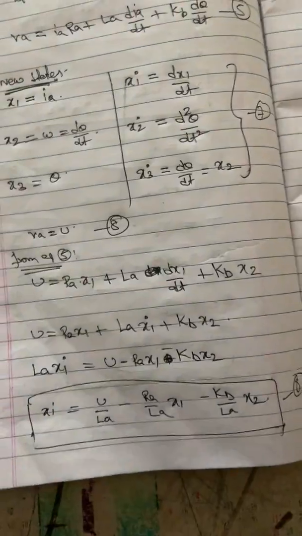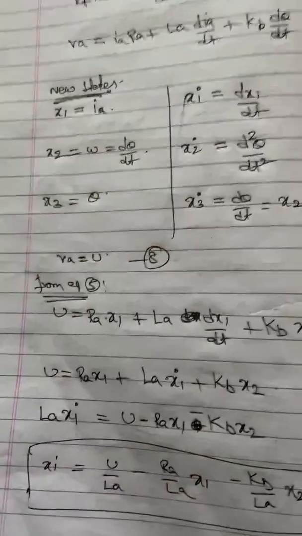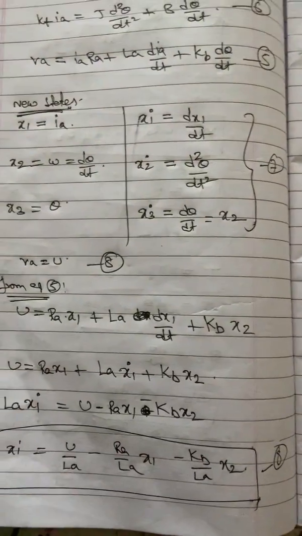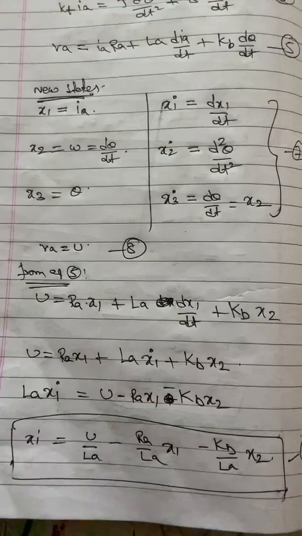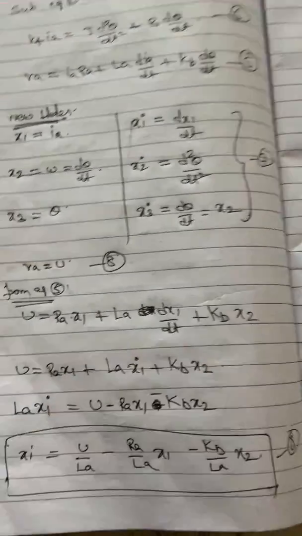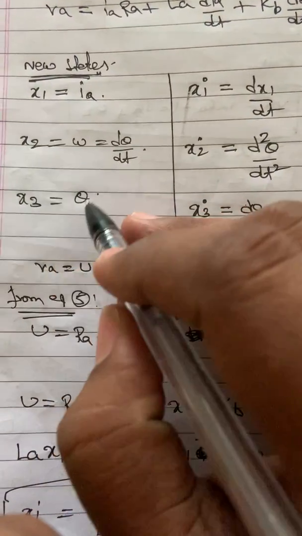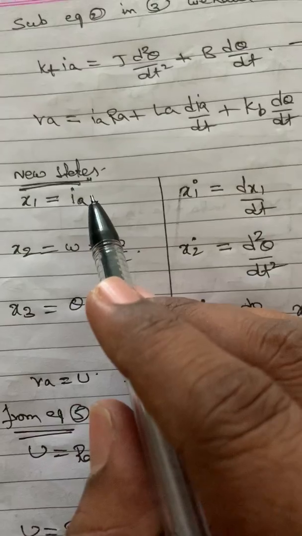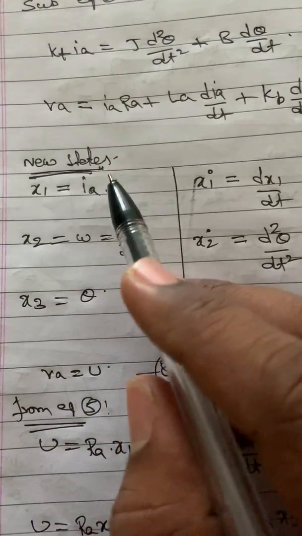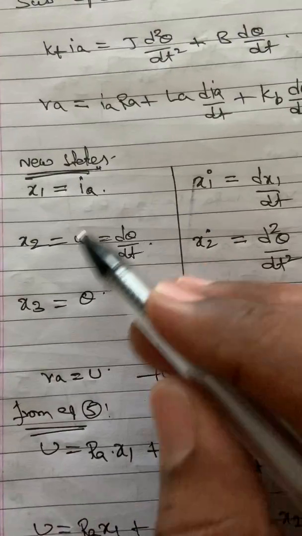Your final dynamics matrix A will come as per the states you have taken. So some textbooks might give x1 is equal to omega, x2 is equal to theta, and x3 is equal to IA. So don't worry about that. They might take electrical states as second and then mechanical states as first. So don't get confused about x1, x2, x3.